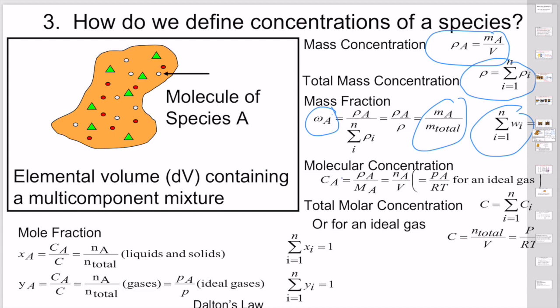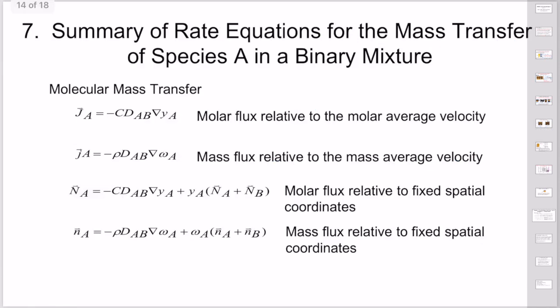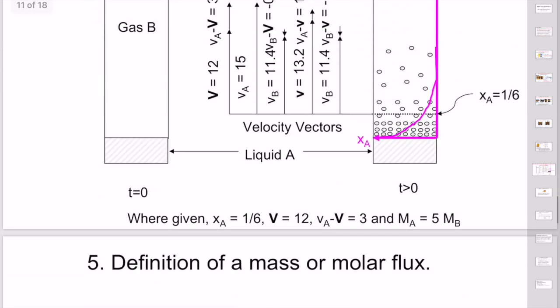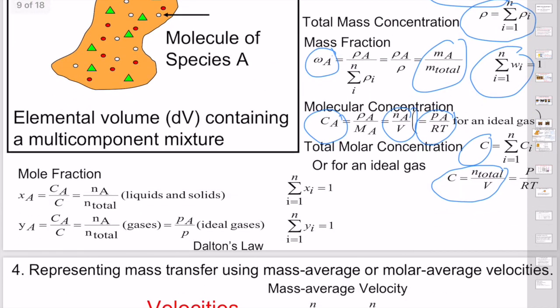Then the molar concentration of A is just moles per unit volume. If it's an ideal gas, then you can use the ideal gas law, and it is just the partial pressure of that species over RT. And then, of course, the total molar concentration for all the species is the same thing. Total number of moles per volume. And if it's an ideal gas, then we just use the total pressure over RT.